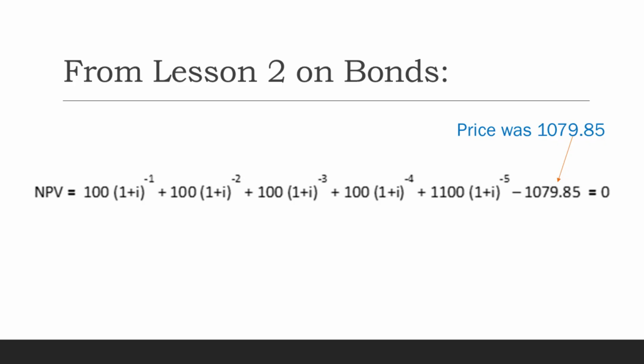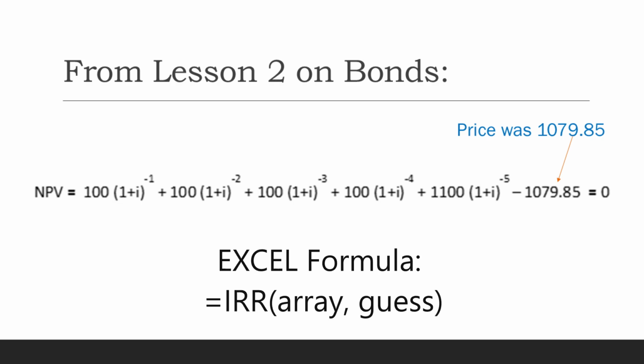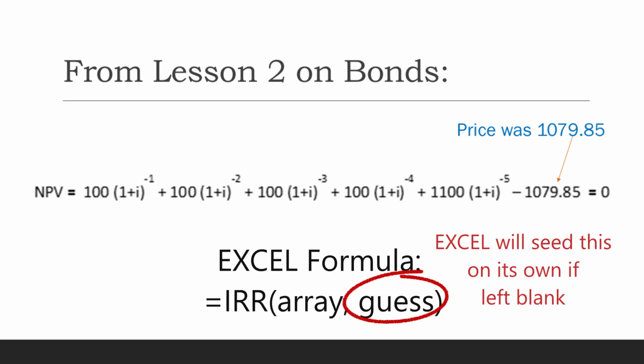So going back to our bond problem from lesson 2, this is what it looks like with the price at 1,079. And what is I here? Well, it's 8%, the interest rate used to price the bond in the first place in that example. But let's say you didn't know this. We can work this backward by using the Excel formula, IRR, and then the inputs are an array, and then there's an optional guess value. And this is how it works out using the formula. By the way, you can leave the guess value blank and Excel will seed it automatically on its own. So kindly take a look at this short video.